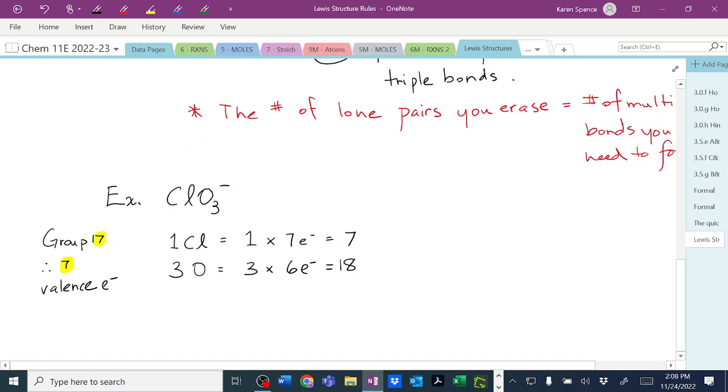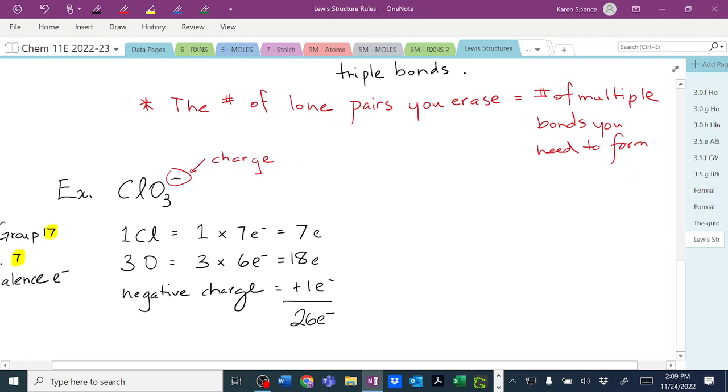The only thing is that now we have a charge. If we have a negative charge, we need to add one extra electron. What if we had a positive charge? What would we do? We would take away an extra electron. So in this case, we've got 7 plus 18 is 25, plus 1 is 26 electrons. Is that good? Okay.